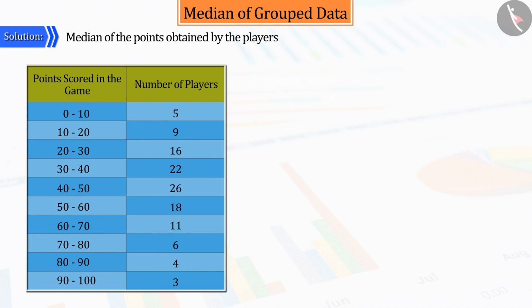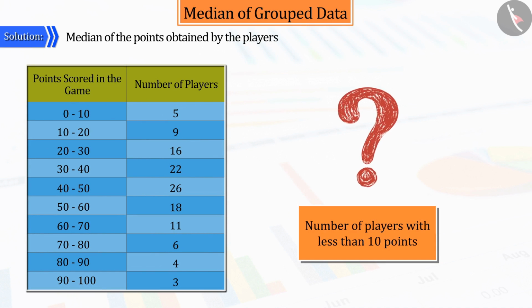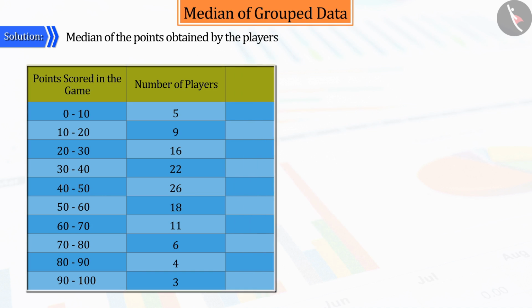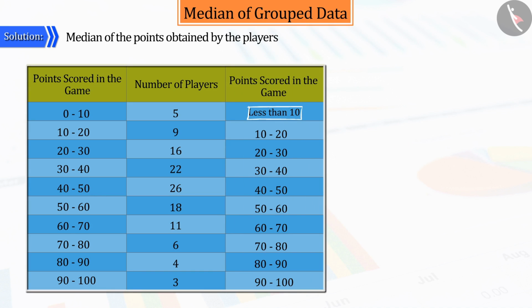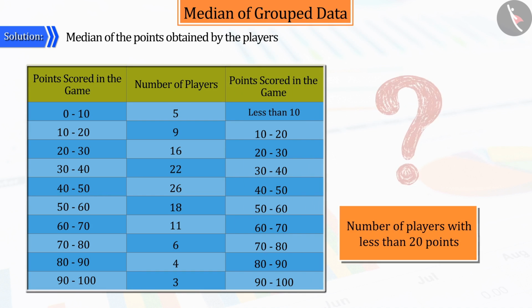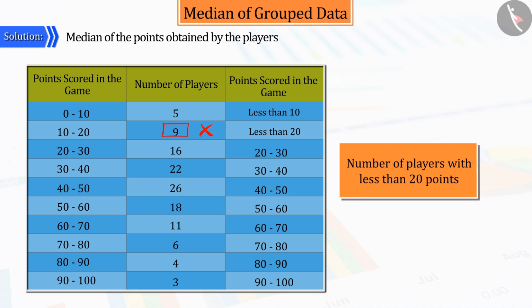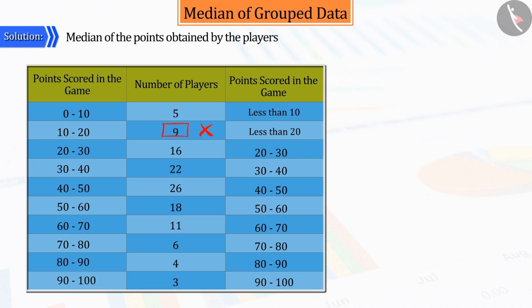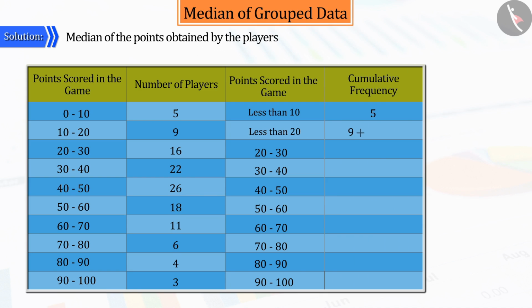If you were asked how many players got less than 10 points, would you be able to tell? Absolutely correct. 5 players scored less than 10 points. Now tell how many players got less than 20 points? No. If you think 9 players, it would be a wrong answer. Rather, here, the number of players scoring less than 20 points will be 14.